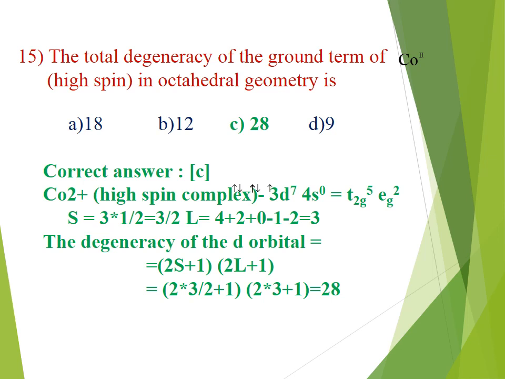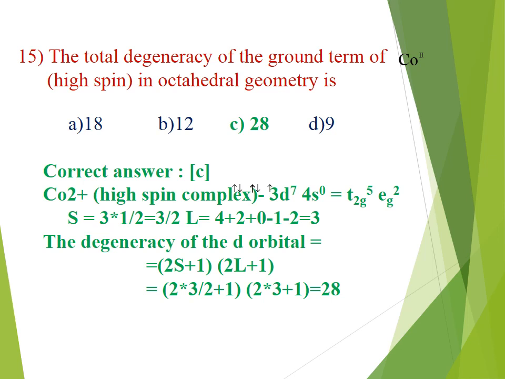Question number 15. The total degeneracy of the ground term of Co2+ high spin in octahedral geometry is: the correct answer is C, 28, and it can be calculated by using the formula. The degeneracy is equal to (2S plus 1) into (2L plus 1). Here the electronic configuration is t2g5 eg2. Therefore there are 3 unpaired electrons. For S it is 3 into half, that will be equal to 3 by 2, and for L the value will be equal to 3.